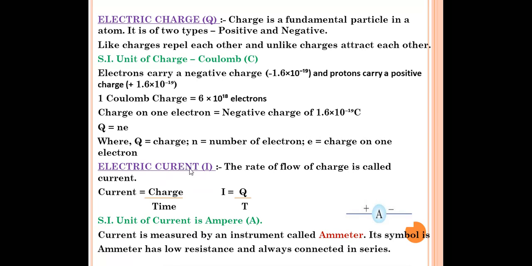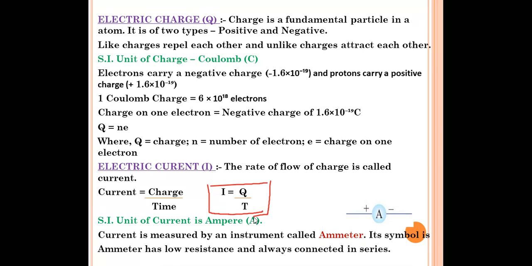What is electric current? Current means motion, and electric means charges. So we can say the rate of flow of charge is called current. What will be the formula of current? Current is equal to charge by time, I equals Q by T, where Q is the charge and T is the time. This is the first formula for this chapter, electricity, which will be used in various types of numericals.